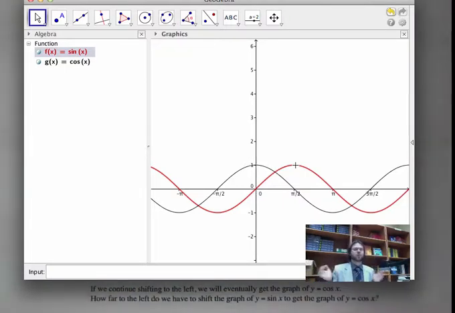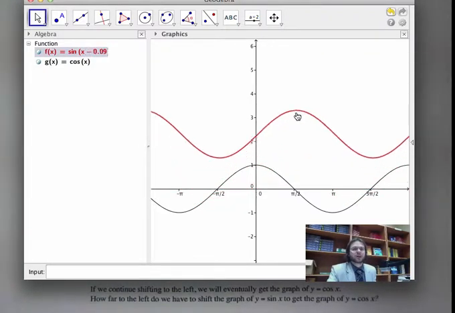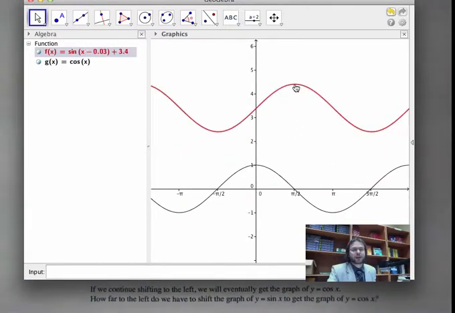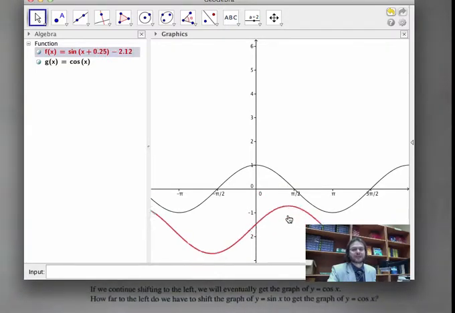It's a phase shift, or a horizontal transformation. A horizontal shift is a phase shift. Now, what happens if we move it vertically? That is our d value. When we move our d value up and down, if I move it up, we add d. When we move it down, I subtract d.